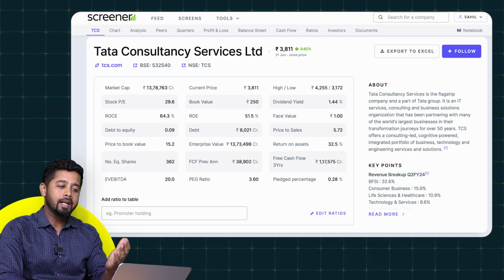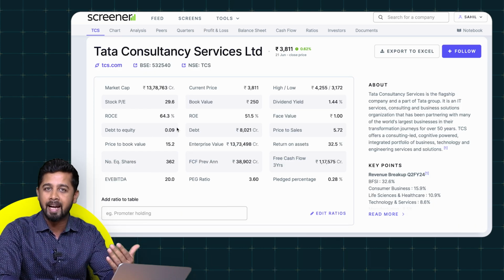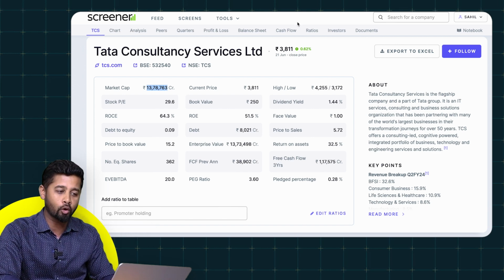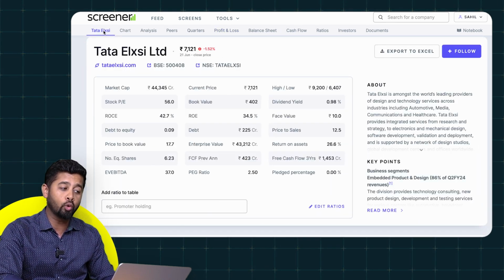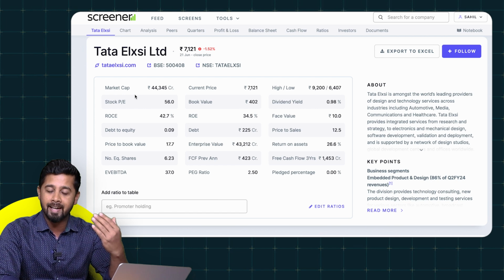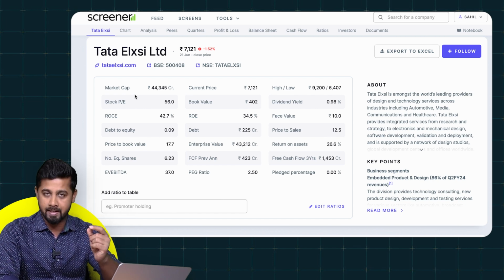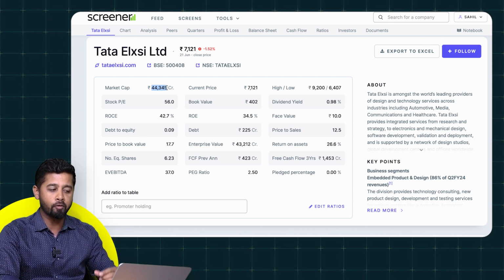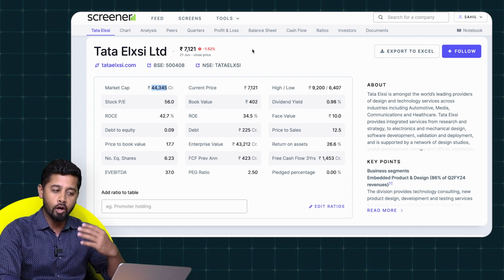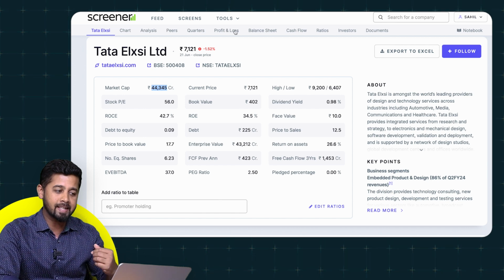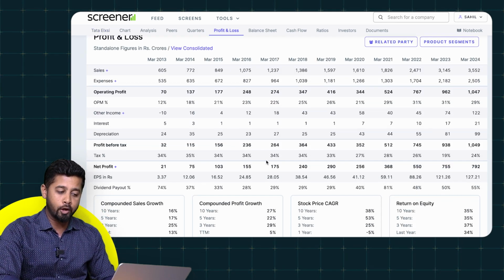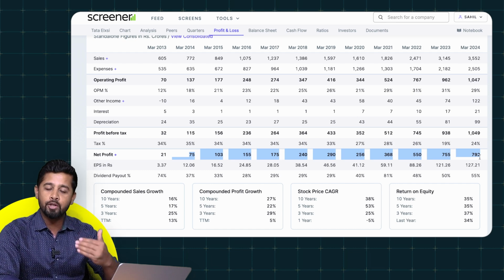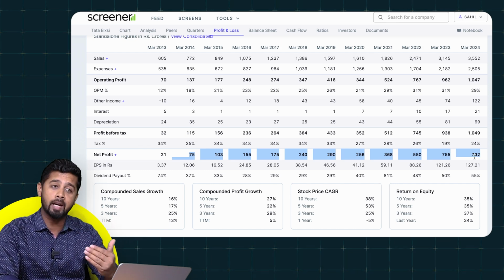Now, what is the reason? TCS is more into your traditional IT business. It's already a huge giant with a market cap of 13 lakh crore. Tata Elxsi is more into IT in the EV space. Right, so it is into EV software and it's a mid-cap company with a market cap of 44,000 crore, and because of this new age business, it is growing at a much faster rate. And you can also see the kind of growth in earnings. So obviously when the company is growing at a faster rate, it will command a premium.